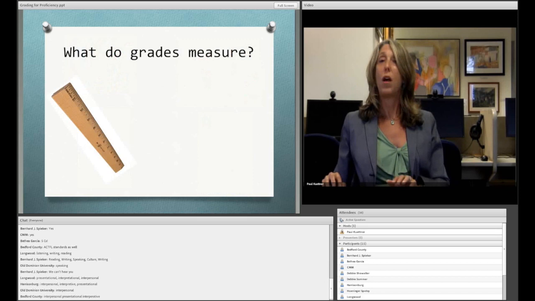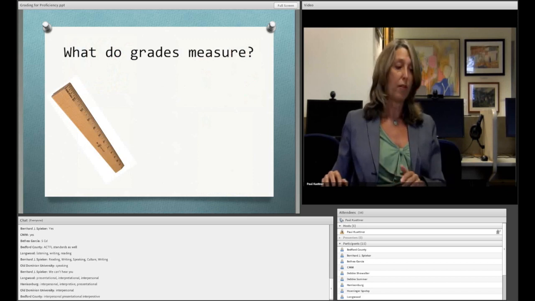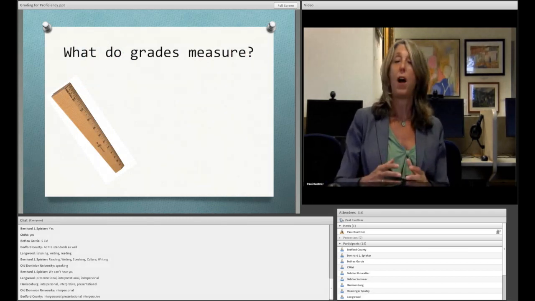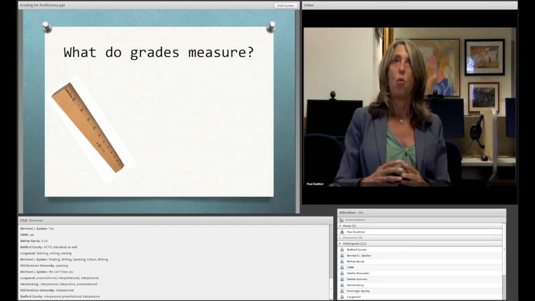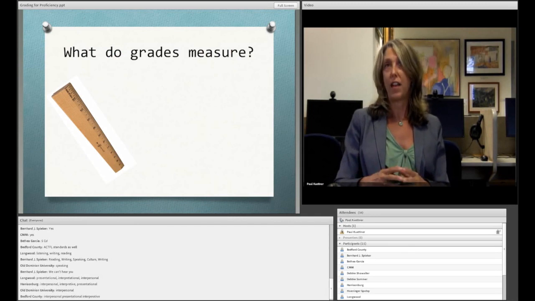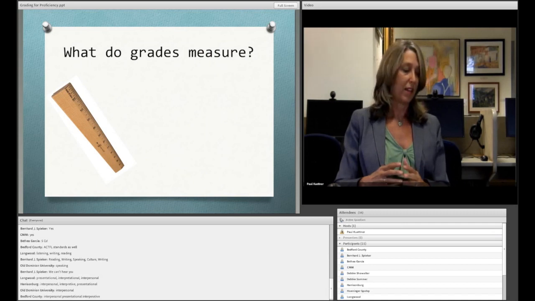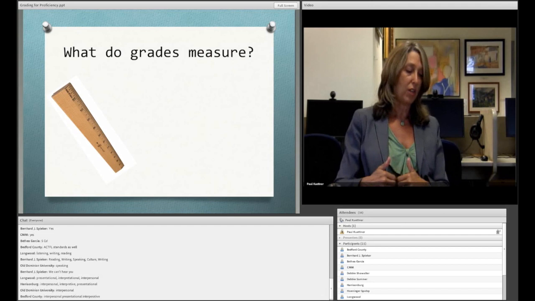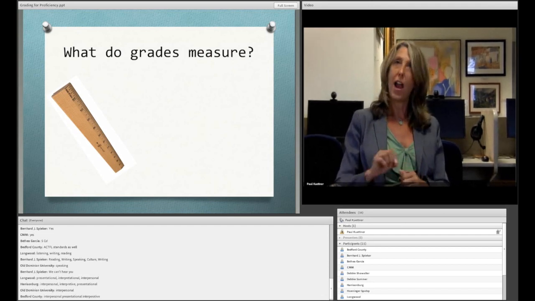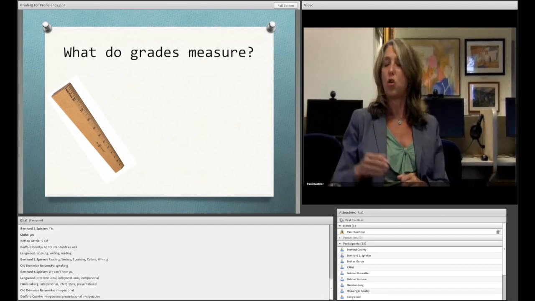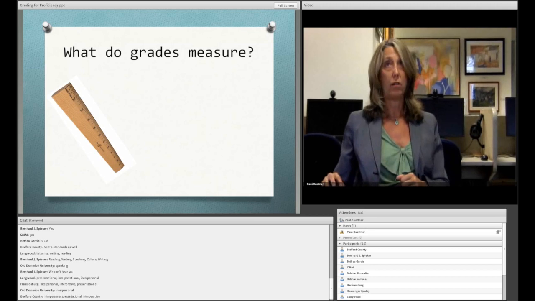Okay, so this is a moment where you will be reflecting, and it will be guided by the handout. What do grades measure? That's one thing that we really need to think about. This is not quite a think, pair, share. What I'd rather have you do is think and write down on this handout what you think grades measure.